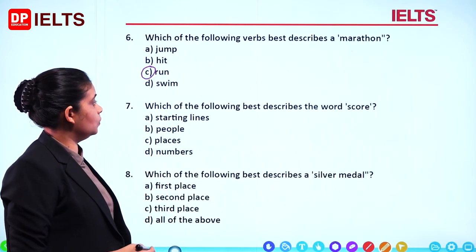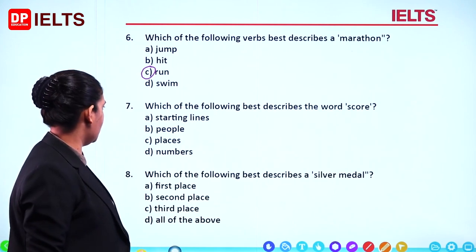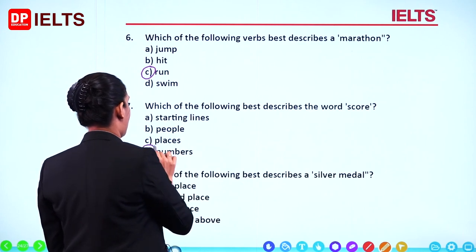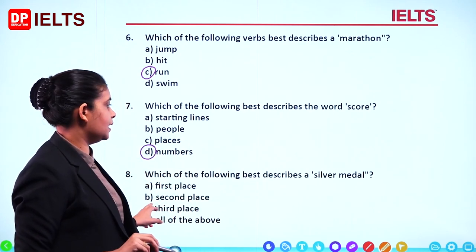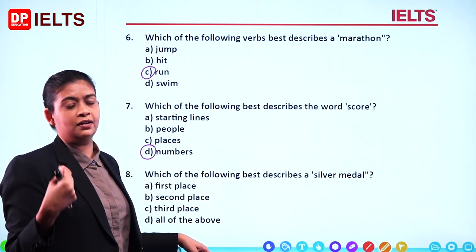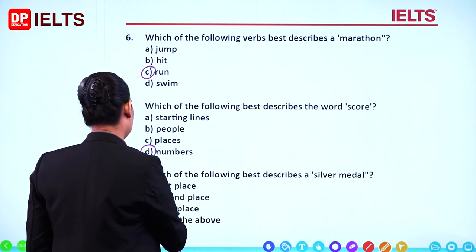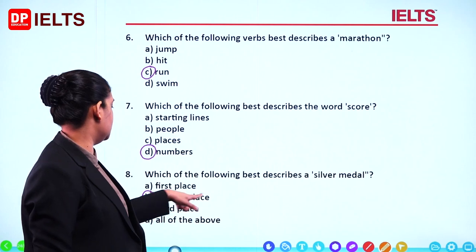Which of the following words best describes the word score? Score kene thaman labaganna number ekak. So that would be a number. Which of the following best describes a silver medal? Gold medal prathama sthane, silver kene ridhi padakkama devane sthane. Tungweni sthane thambene lokada padakkama bronze medal. So it would be the second place.